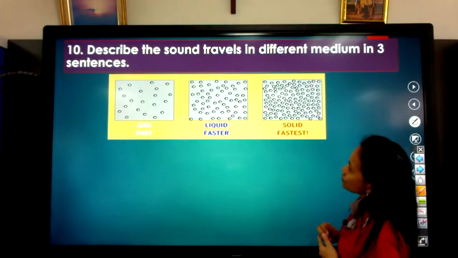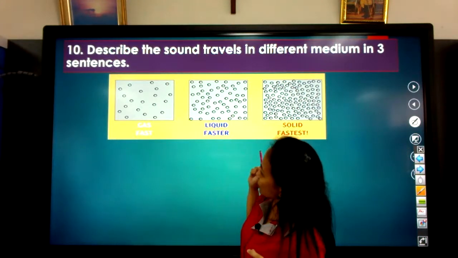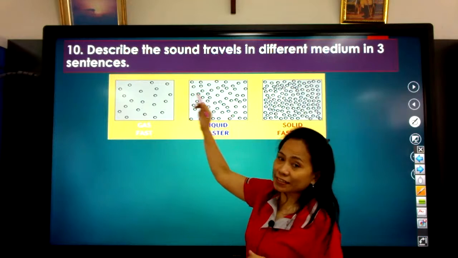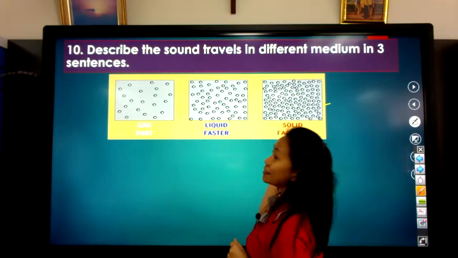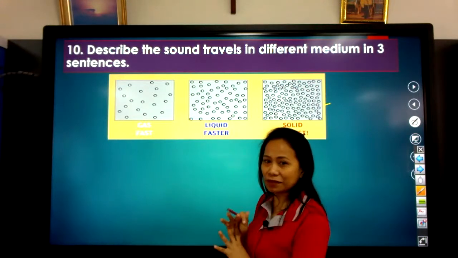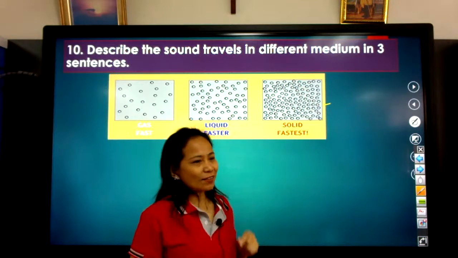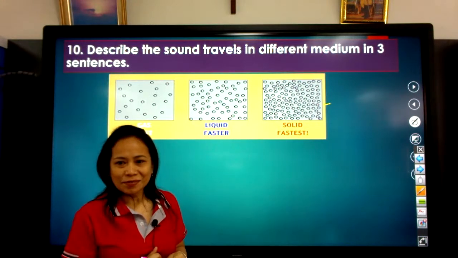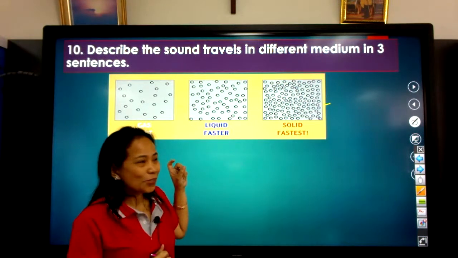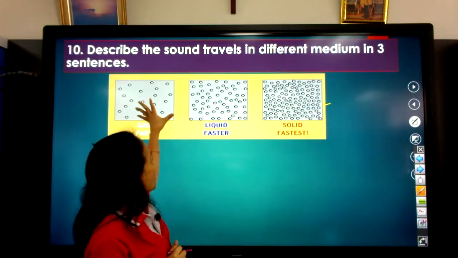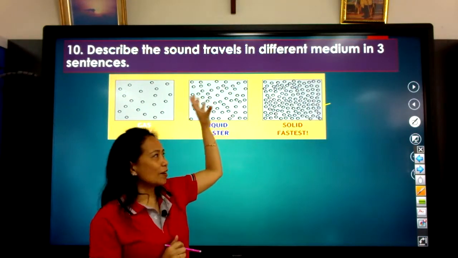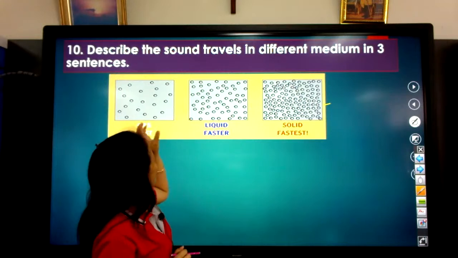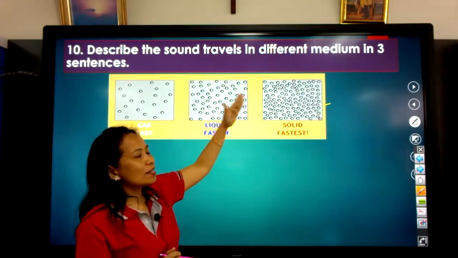Okay, we have here number 10. So remember that in gas, it's fast, right? If we compare to the others. In liquid, it's faster than gas. And then in solid, it is the fastest among the liquid, among the medium or state of matter. So do you think what is the reason? Why is the transmission of sound in different mediums different? Any idea? Based on the picture or diagram here, you can find the answers. Why is the transmission of sound in gas, liquid, and solid different?